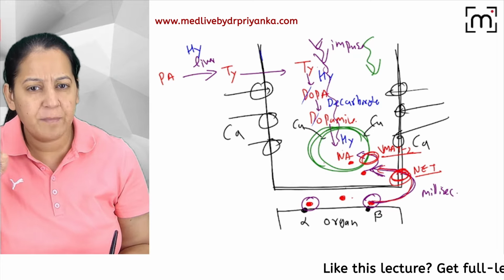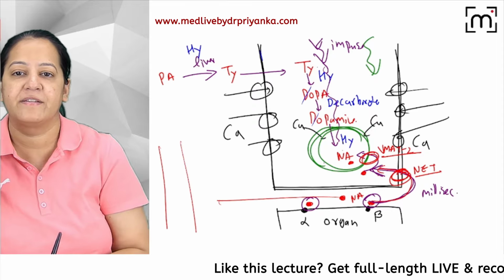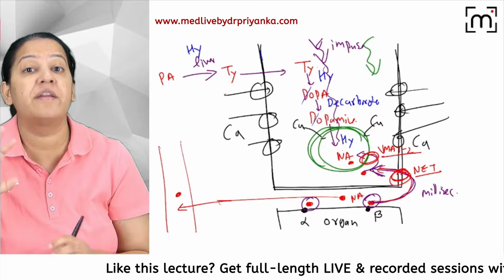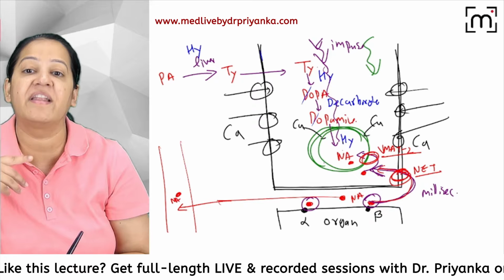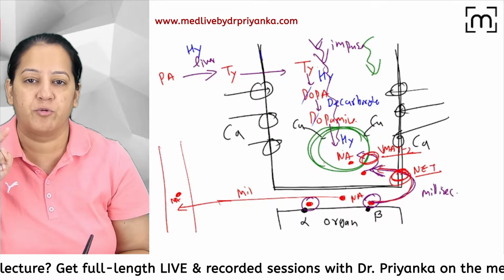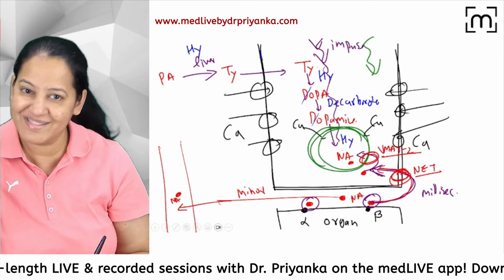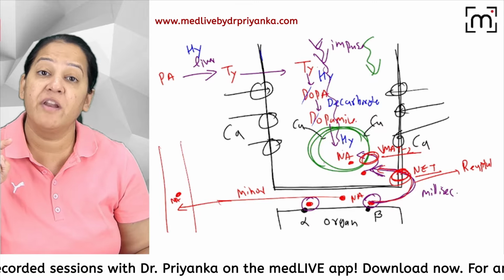But maybe a minor portion of noradrenaline enters in the blood. It is not reuptaken and it enters in the blood. Once it enters in the blood, it will get metabolized. But that is a minor portion that will go in the circulation. The major portion will be reuptaken.